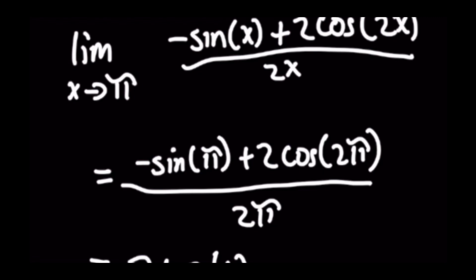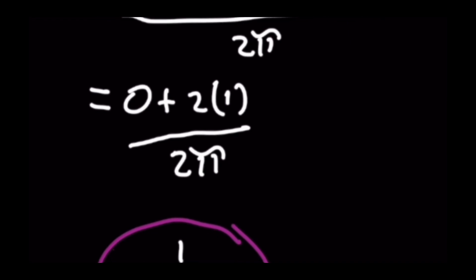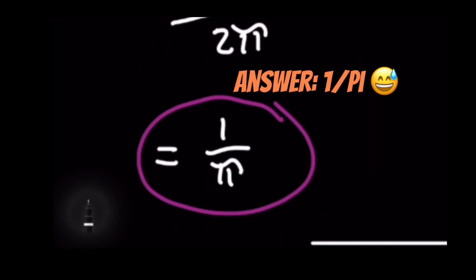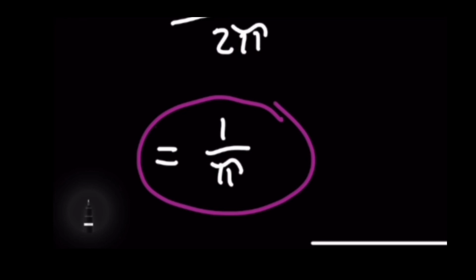And when you simplify this further, you're going to find that you have 0 plus 2 times 1 all over 2 pi, which gives you a final answer of 1 over pi. And there you go, ninjas, a really cool trick to solve a really complicated looking limit like this in under a few minutes.